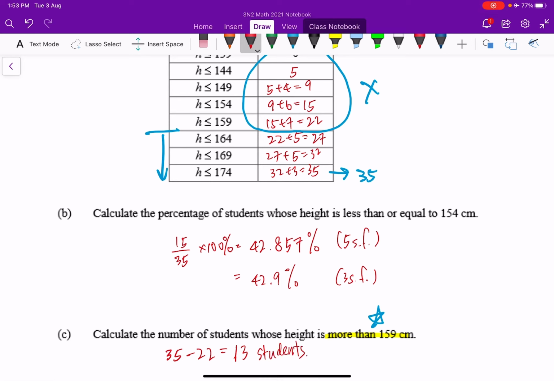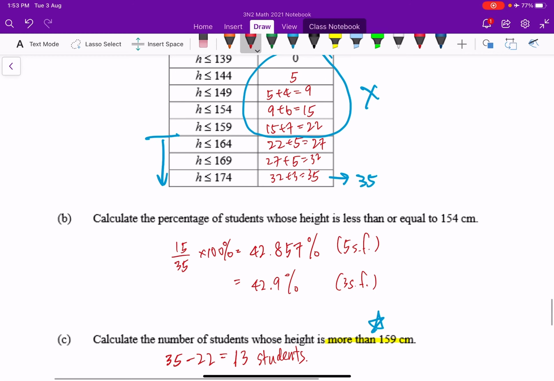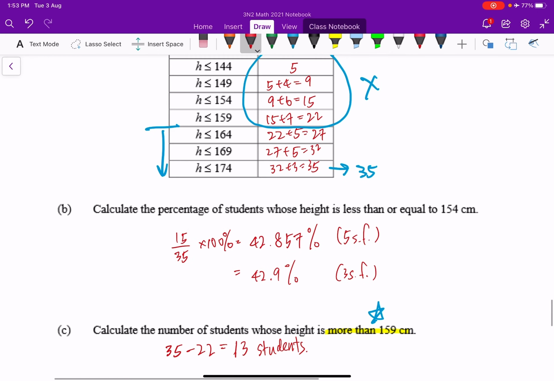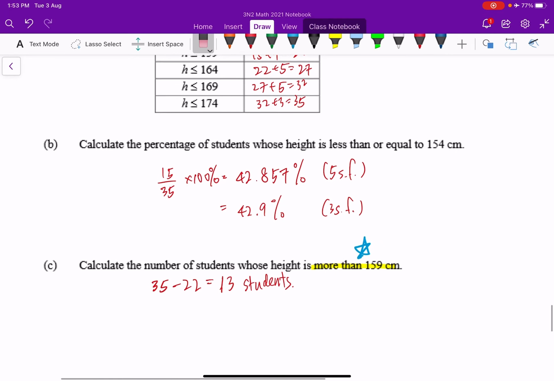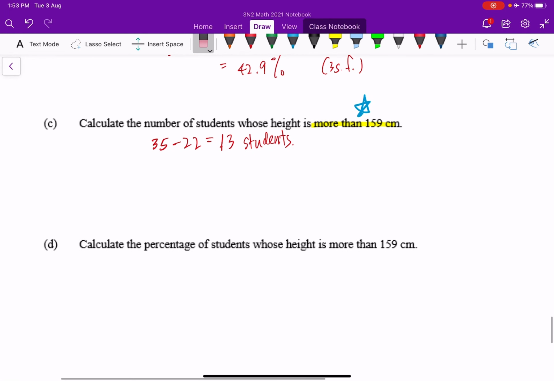I hope you understand what I'm doing here. Because they say more than, I need to look at the maximum number. There are a total of 35 of them, and those who don't fit the criteria, there are 22 of them based on my table. So I minus away the number 22, and I will get the answer straight away. I don't need to manually go and count one by one.